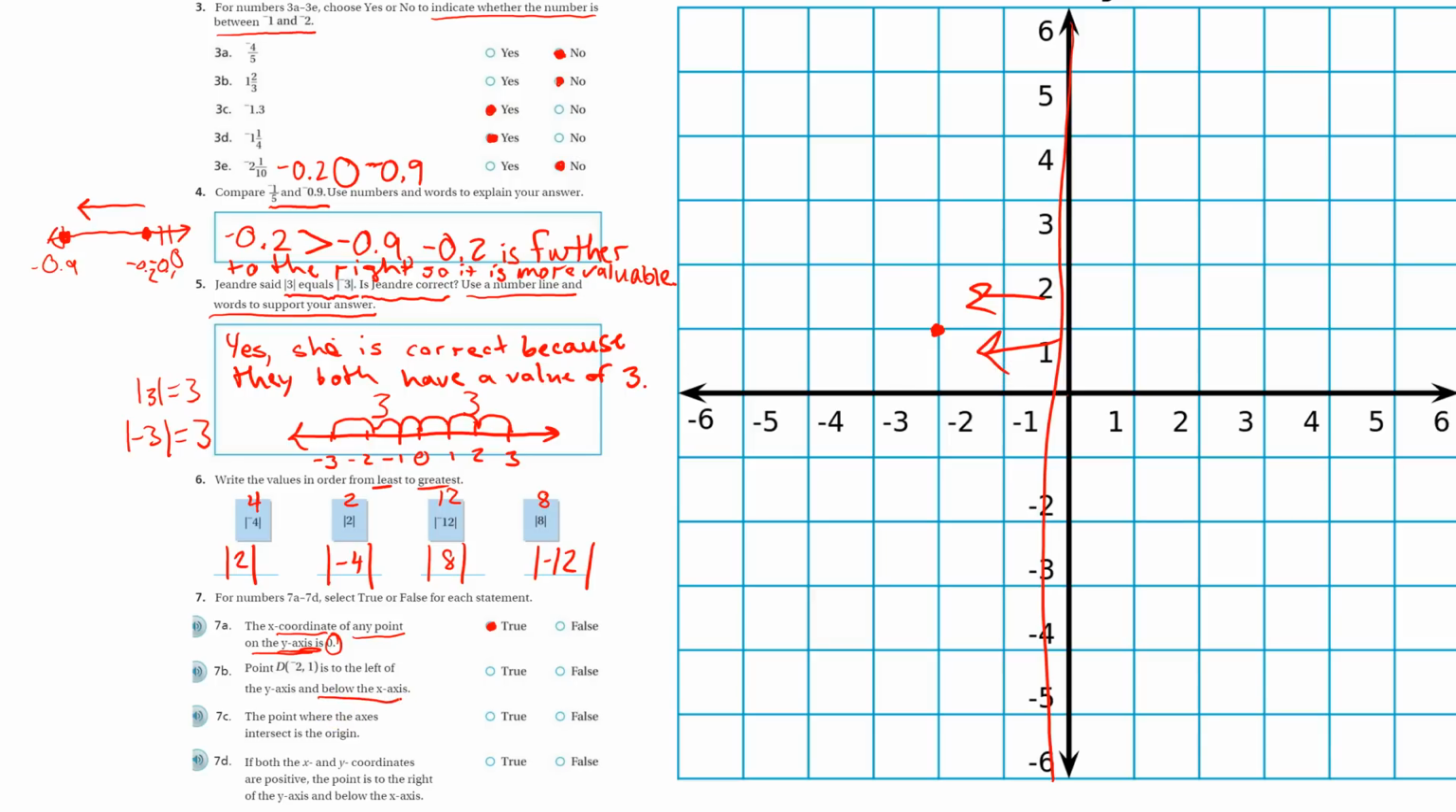And below the x-axis, well, here's my x-axis. Is that point below my x-axis? No, it is not, so that is false. So you can see how it's very easy if you use your graph paper and a coordinate plane. You just do what it says and then check and see if it's true.